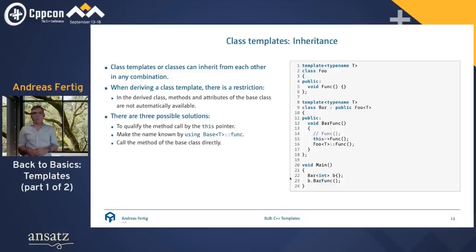So one way you can solve this is like in line number 14, for the single case here: be specific, say this arrow, and then the name of the function in the base class, in my case foo. The more general way probably is like in line 16, provide the full namespace. So I like here to refer to foo of type T, colon, colon, and then the member function func. That way I could also call different versions of foo if I have derived from it multiple times, as I showed before.